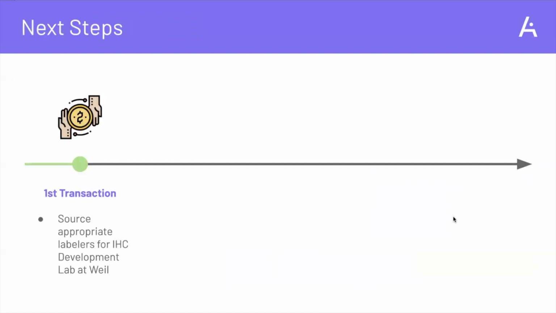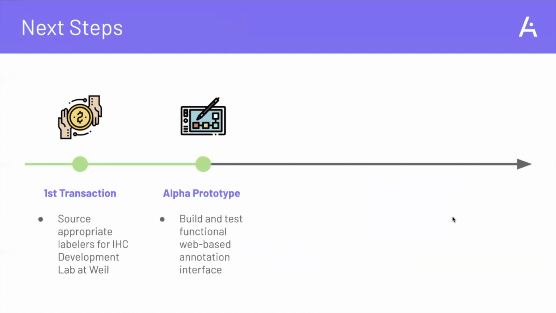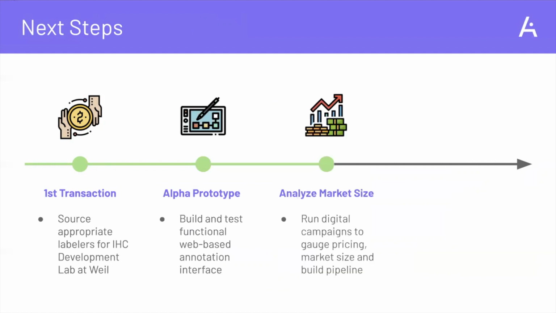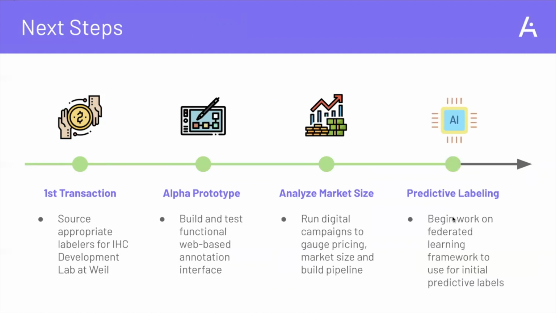Thus far, we've spoken to many medical practitioners to validate our wisdom of crowd approach. We're also in the process of procuring our first customer at an IHC development lab at Weill. After that, we're going to finish building our web-based annotation interface that we showed earlier. We want to start running digital campaigns to gauge pricing, market sizing, and start building out our sales pipeline. And lastly, we want to finish off our work on our federated learning framework that will be used for those initial predictive labels. Thank you.